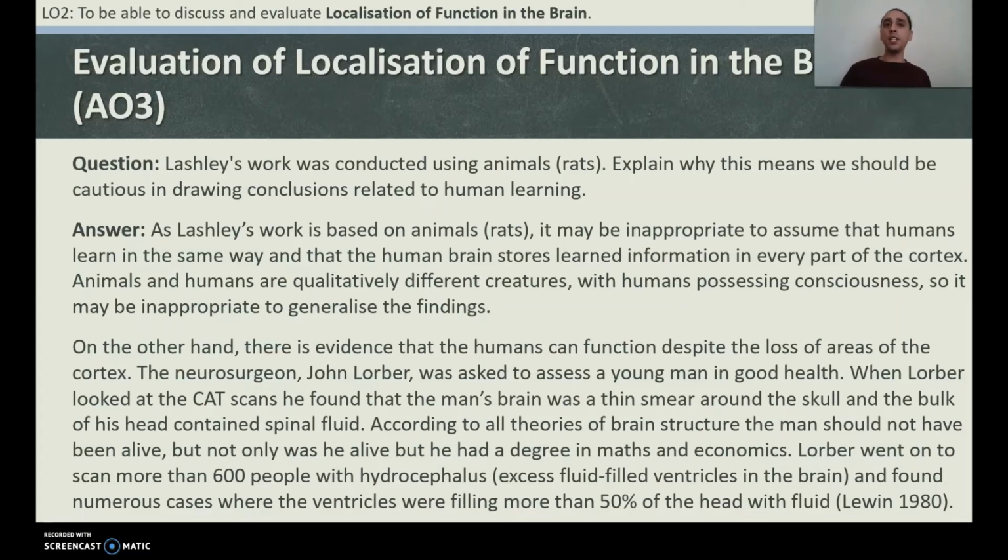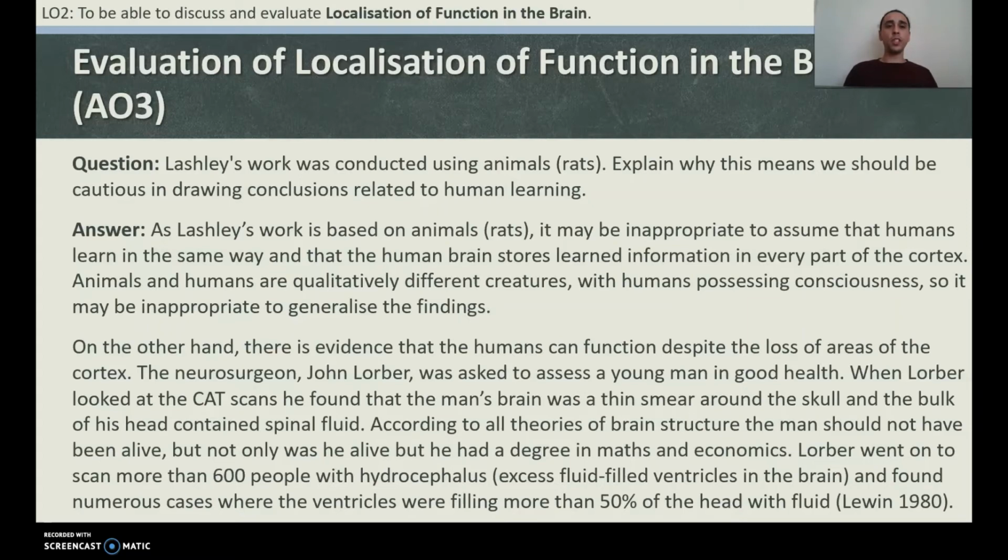On the other hand, there is evidence that the human can function despite the loss of areas of the cortex. The neurosurgeon John Lorber was asked to assess a young man in good health. When Lorber looked at the CAT scans, he found that the man's brain was a thinner smear around the skull and the bulk of his head contained spinal fluid. According to all theories of brain structure, the man should not have been alive. But not only was he alive, he had a degree in maths and economics.